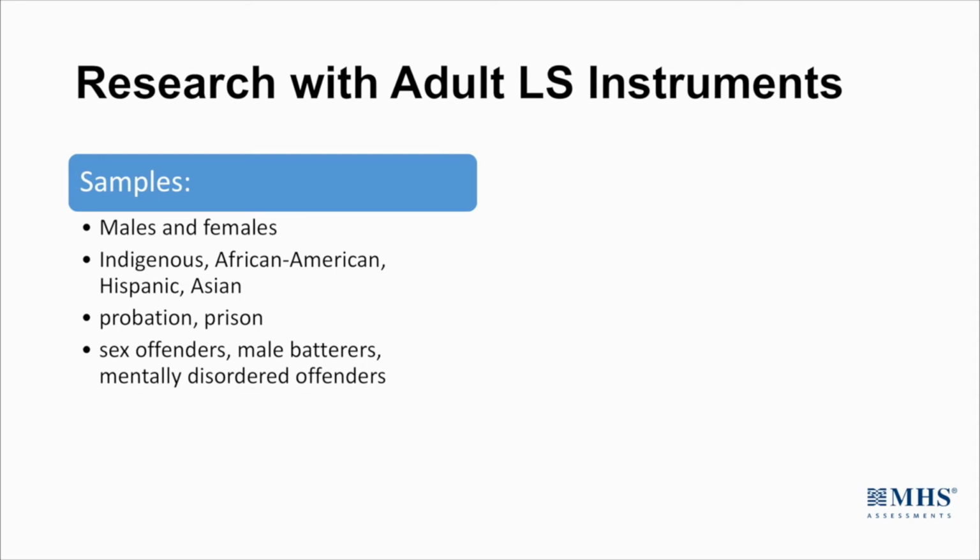Research with the LS is the most widely researched risk needs instrument in the world. There are studies, not only studies, but meta-analytic reviews with male and female samples. We have studies with indigenous populations, Hispanic, Asian. The research has been done on probation and parole clients with prisoners, inmates, even specialized groups such as sex offenders, male batterers, and mentally disordered offenders.